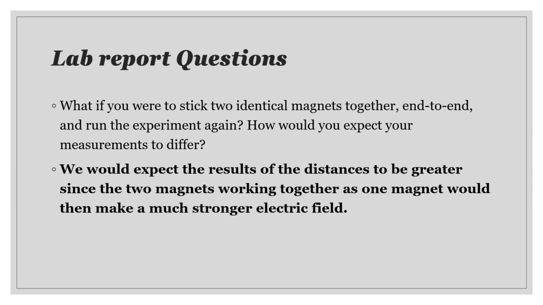And last but not least, what if you were to stick two identical magnets together end to end and run the experiment again? How would you expect your measurements to differ? We would expect the results of the distances to be greater, since the two magnets working together as one magnet would make a much stronger magnetic field. But it would not double it; it would be some ratio in between.